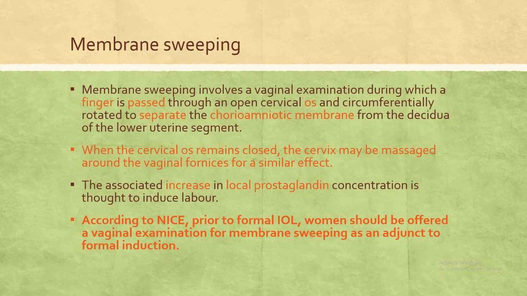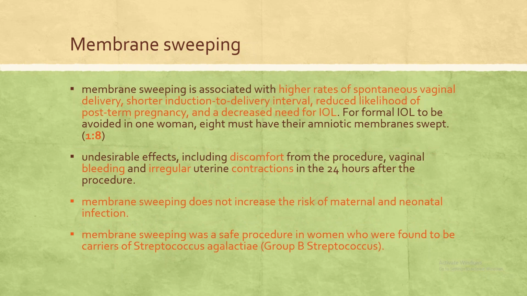Now, what are the advantages of this membrane sweeping? It is associated with higher rates of spontaneous vaginal delivery. So sometimes this membrane sweeping alone acts as a labor inducer. Also, shorter induction to delivery interval, reduced likelihood of postterm pregnancy, and decreased need for induction of labor. So if you want to avoid one induction of labor in one woman, you have to perform at least 8 membrane sweeps. Okay, so the number needed to treat is 1:8.